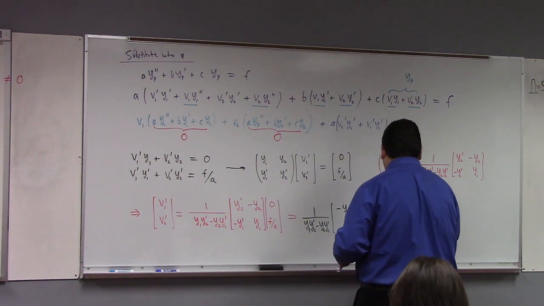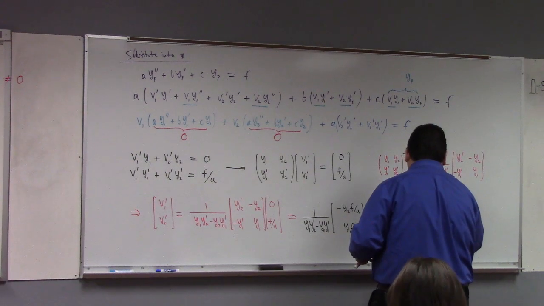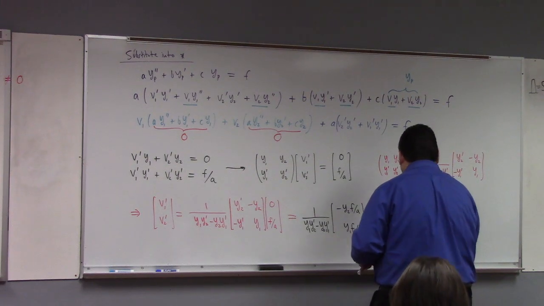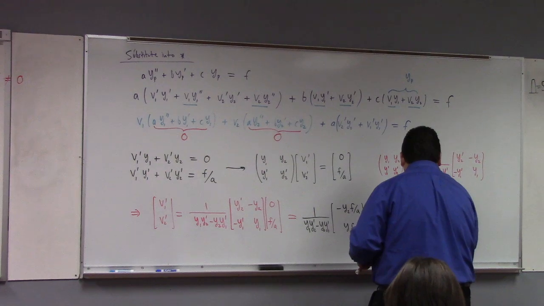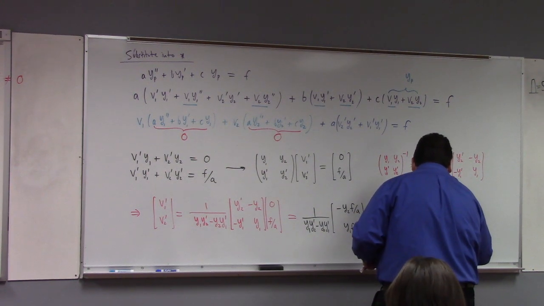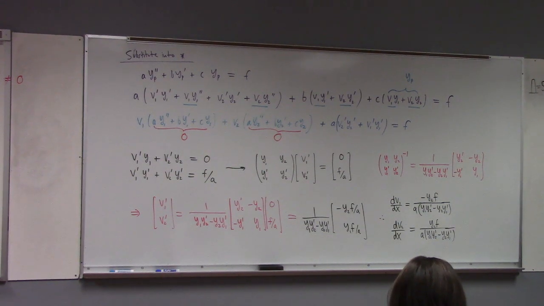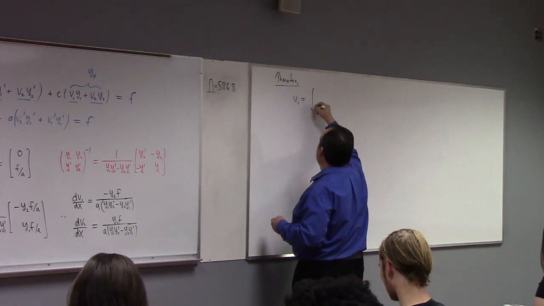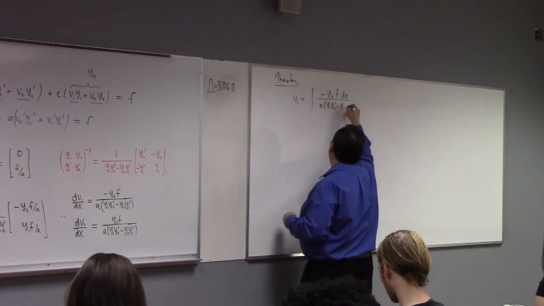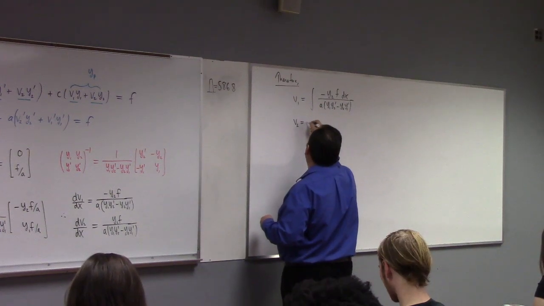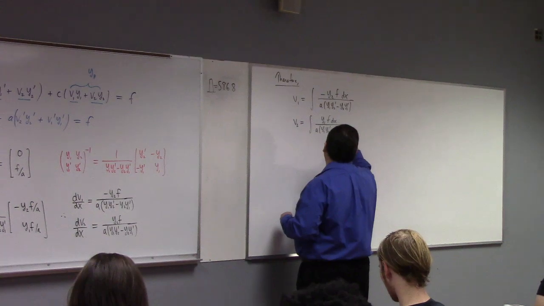So therefore, dv1/dx is equal to minus y2 f divided by y1 y2 prime minus y2 y1 prime. And dv2/dx is equal to y1 f divided by, there's an a downstairs, a times the Wronskian. All right, so therefore, v1 is equal to the integral of minus y2 f dx over a times the Wronskian. And v2 is equal to the integral of y1 f dx over a times y1 y2 prime minus y2 y1 prime.